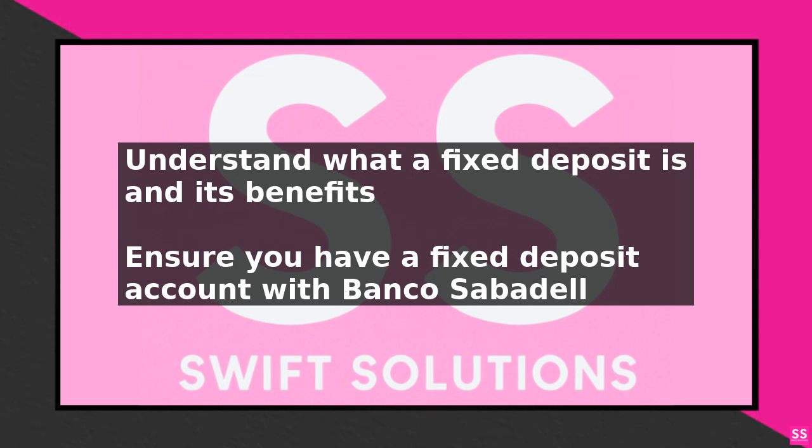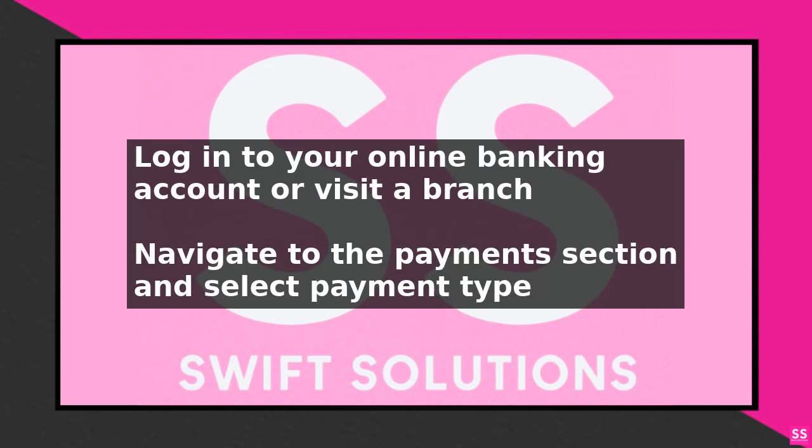To make a payment, log into your Banco Sabadell online banking account or visit a branch. If you are using online banking, navigate to the Payments section and select the type of payment you want to make, such as a transfer to another account or a bill payment. Enter the payment details, including the amount, the recipient's account number, and any other required information. Confirm that the details are correct to avoid any errors.